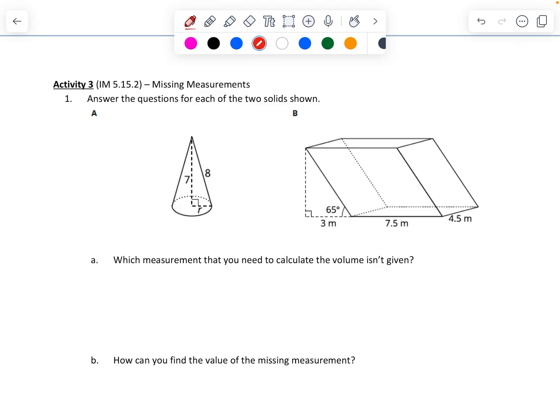Okay, so for this one, answer the questions for each of the 2 solids. Which measurement that you need to calculate the volume isn't given? So for the first one, we need to know pi r squared times the height is 7. So what we don't know is the radius for part A. For part B, what we don't know is the height. We know the area of the base, but we don't know the height. The height is missing.